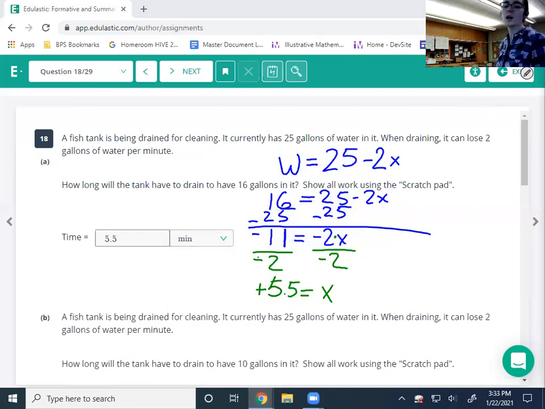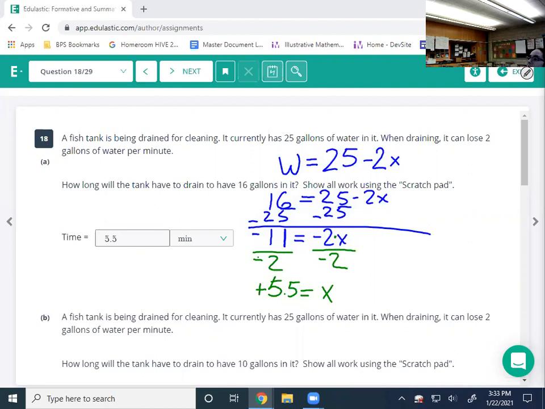Hey Cam. So the quiz should be open. So if you go into the assignment list in Edulastic, it should be there. It should be open for you to work in, okay? If you have questions, I will be here and you can help me out.